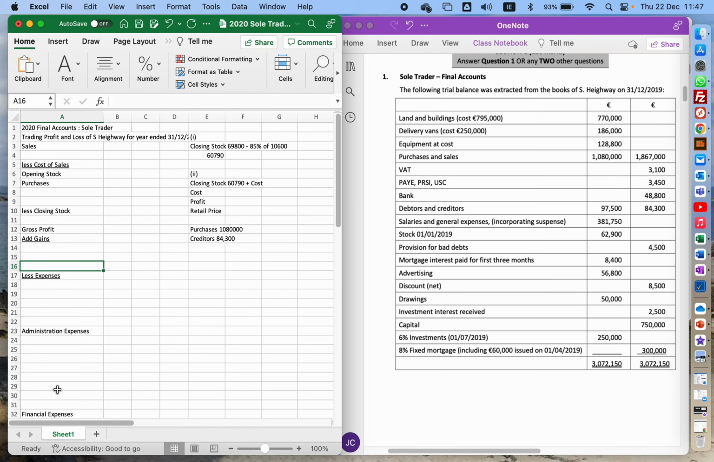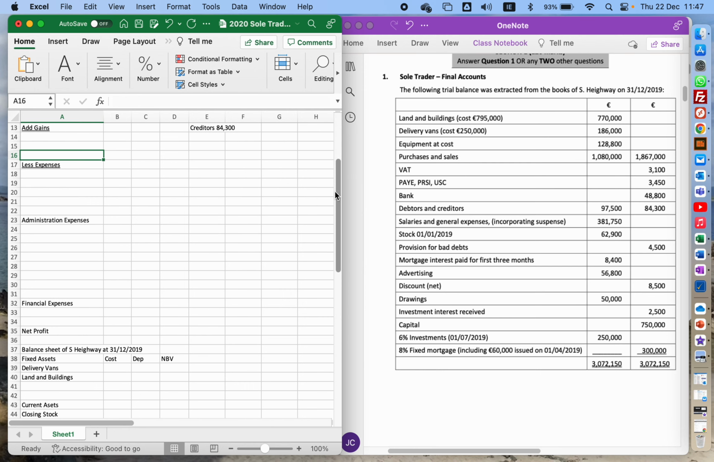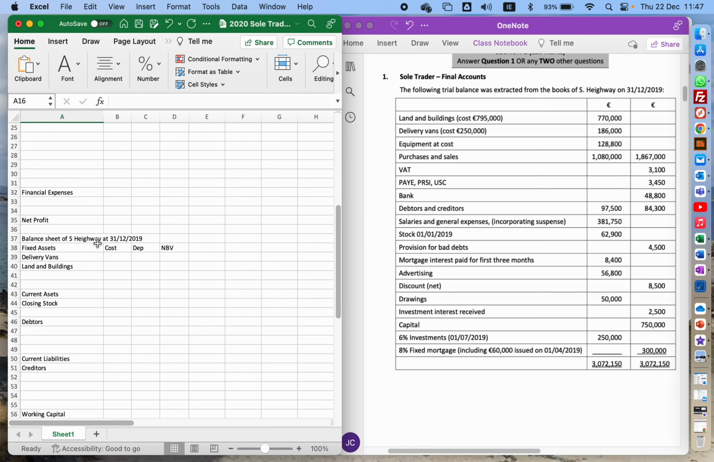But we just need a structure. We need to spend about 3 minutes just developing a structure. Make sure that you put the heading on it when you get started, because you're actually given marks for the heading. So trading profit and loss account of S Highway for the year ended 31st or whatever, and then the balance sheet of S Highway at a particular point in time.